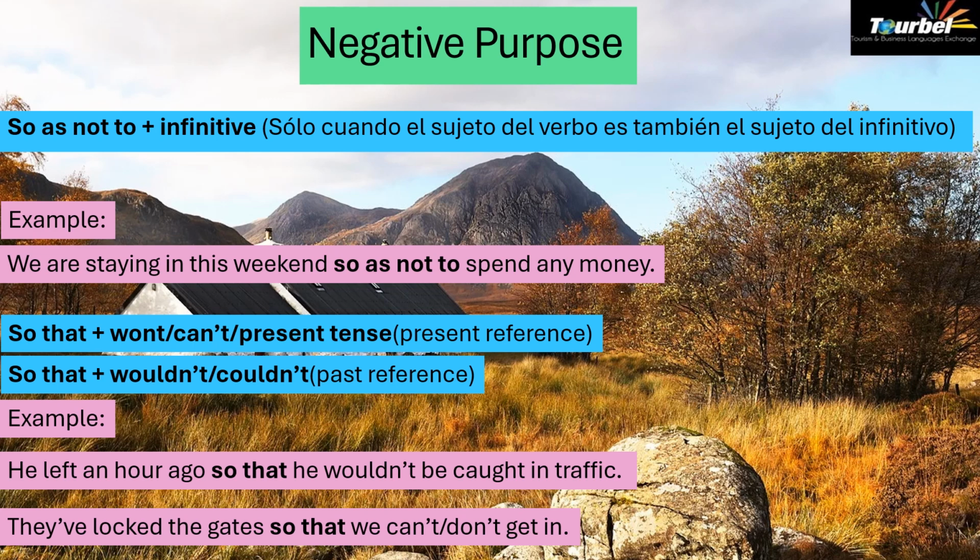Negative purpose can be expressed with so as not to plus infinitive, only when the subject of the verb is also the subject of the infinitive. We are staying in this weekend so as not to spend any money, for example. So that plus won't / can't / present tense. So that plus wouldn't / couldn't. They've locked the gates so that we can't / don't get in. He left an hour ago so that he wouldn't be caught in traffic.